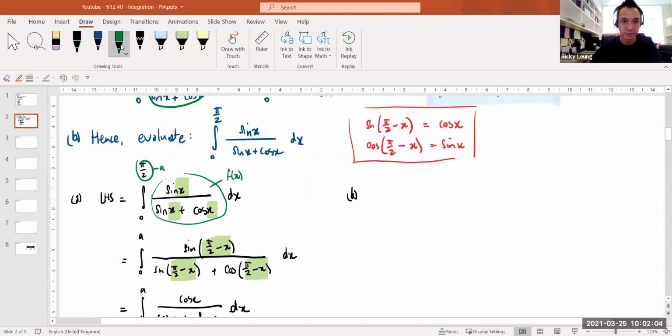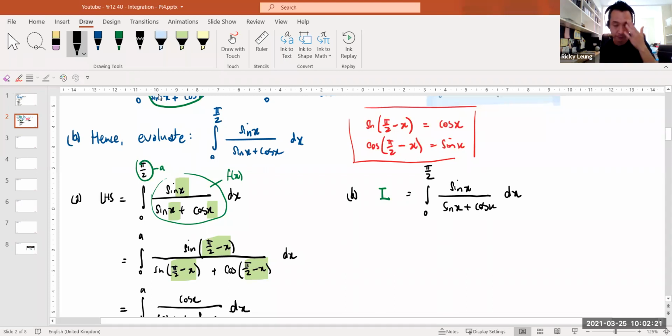Now, do me a favor. This always helps: let I equal to the thing that I want to integrate. In this case, it makes it much easier for me to do and for me to explain to yourselves. Sine x on sine x plus cos x dx. Beautiful. Now, if I equals this, I also know from my part A that I also equals the cos version, because they're equivalent. So both of them are the same, sine x plus cos x. They're both equal to I.